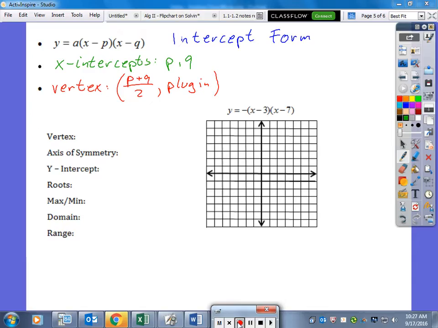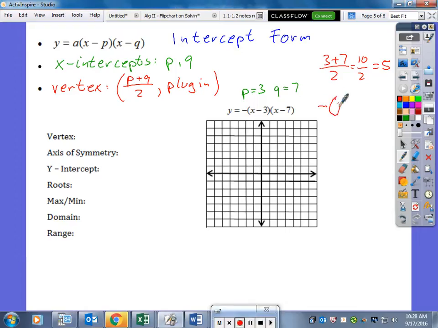Looking at our first example here, we can now determine what p and q are. Pay close attention to the minuses in your intercept form. So a double minus means that p in this case is positive 3 and q is positive 7. We can use this to find our vertex. 3 plus 7 divided by 2 is equal to 10 divided by 2 is equal to 5. Let's go ahead and plug this in to find our y-coordinate.